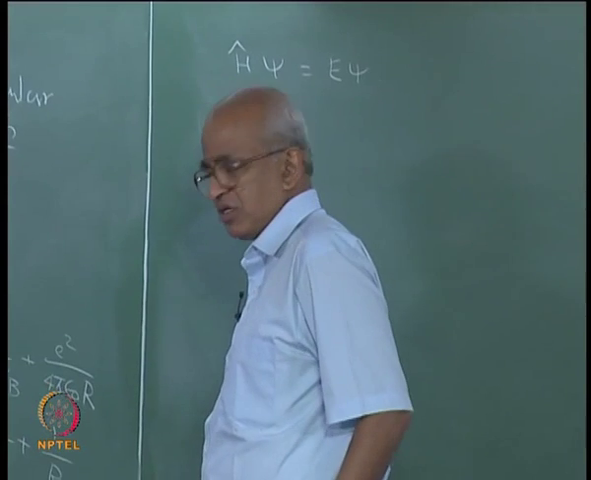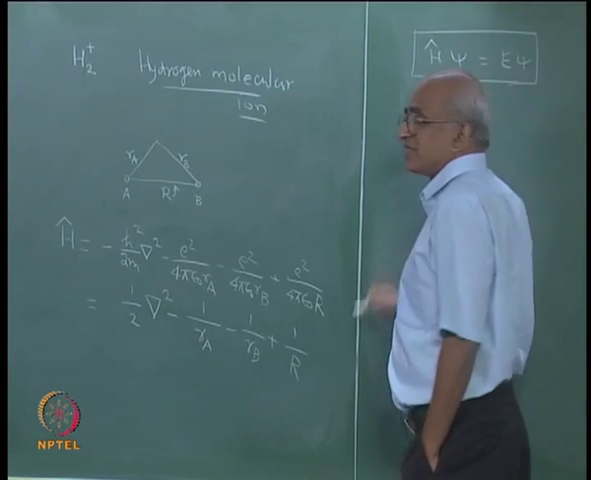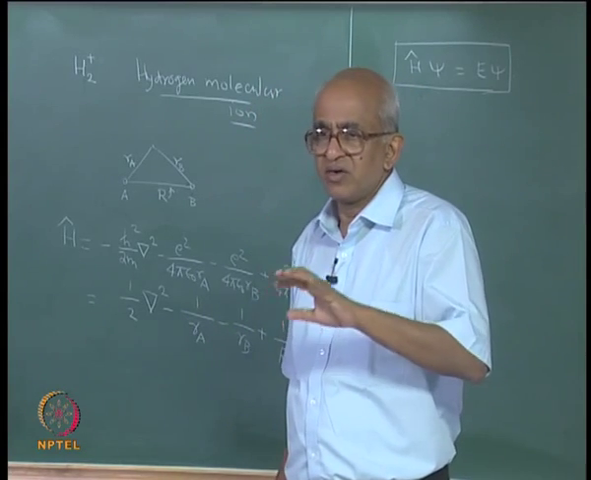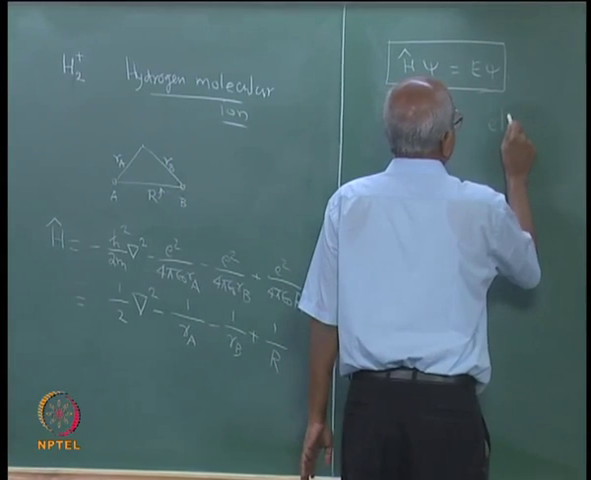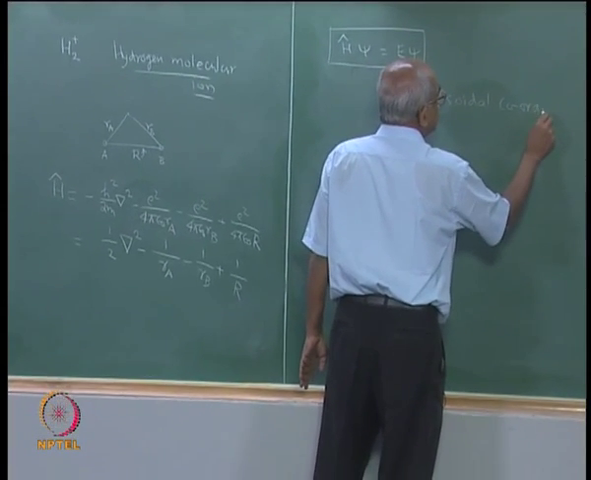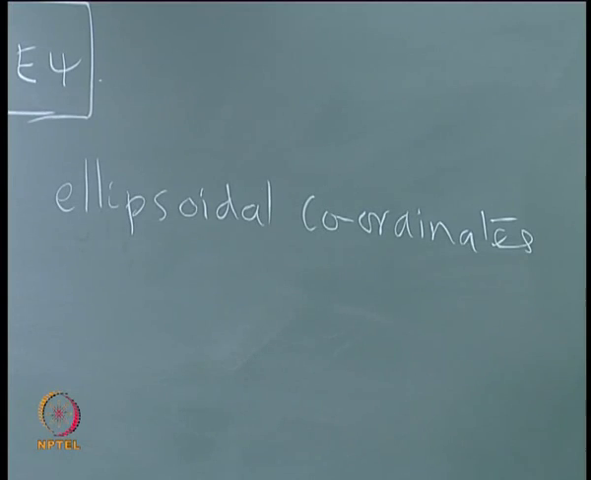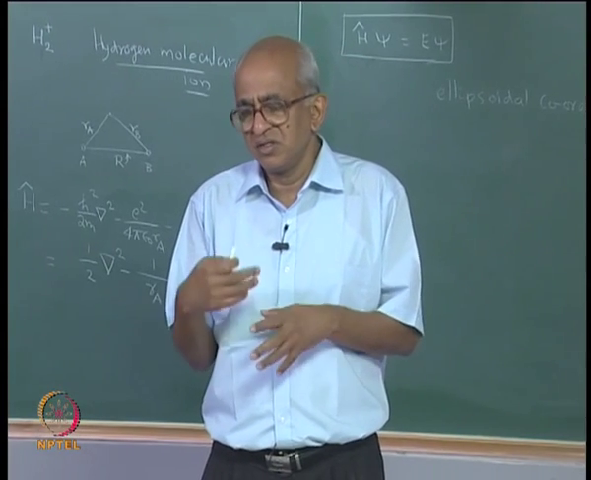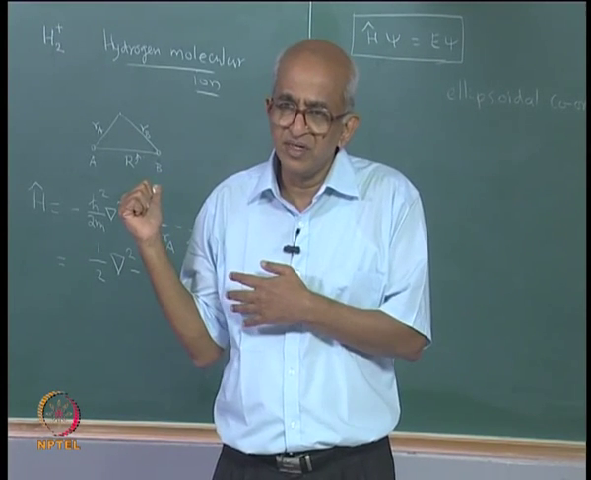Now incidentally, I should also tell you for your knowledge that this equation can be solved exactly. It is possible to solve it exactly by changing over to what are known as ellipsoidal coordinates. Just like parabolic coordinates, there is another coordinate system which is referred to as ellipsoidal. Now that solution is nice, and in fact it agrees with the experimental values if you actually solved it. But then the problem is that this change to ellipsoidal coordinates cannot be done for any other molecule. It can be done only for H2 plus.